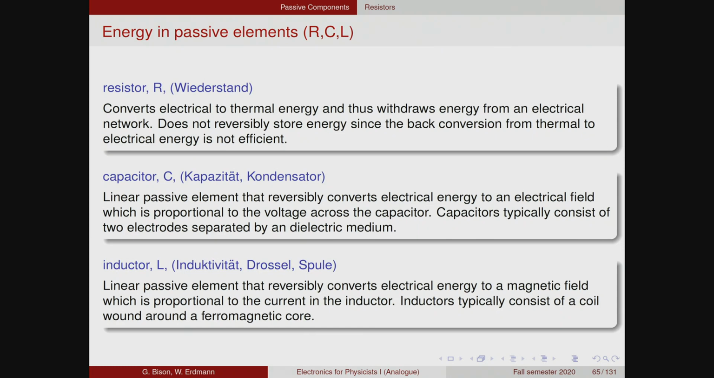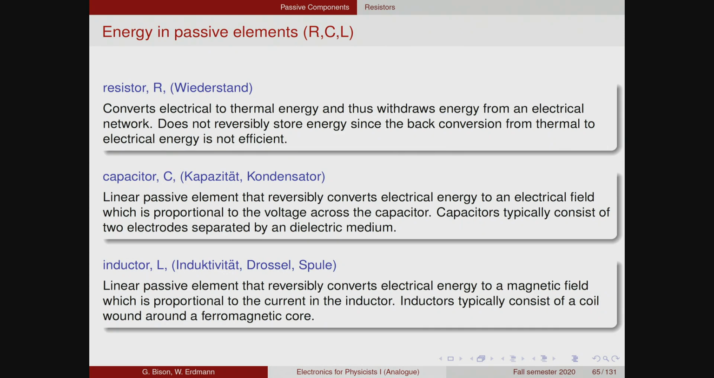Back converting thermal energy to electrical energy is not efficient. Capacitors are different: linear passive elements, and they reversibly convert electrical energy to an electrical field. The field is, of course, proportional to the voltage that we apply to a capacitor.